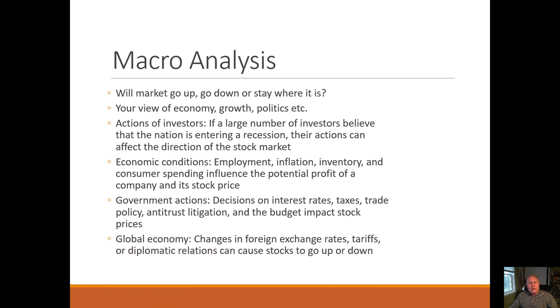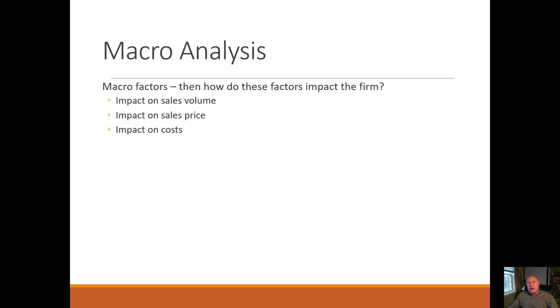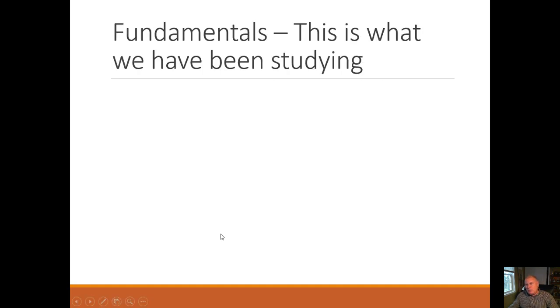What's happening in the global economy? This is a big thing, the global economy. The U.S. is trying to isolate itself from the world. But we're all connected, as you remember from our economic background. So you can take this macro analysis and determine how it impacts the firm: impact on sales volume, price, and costs. So that's one approach, this macro approach. I think it's important to know what's going on and have a view towards that.